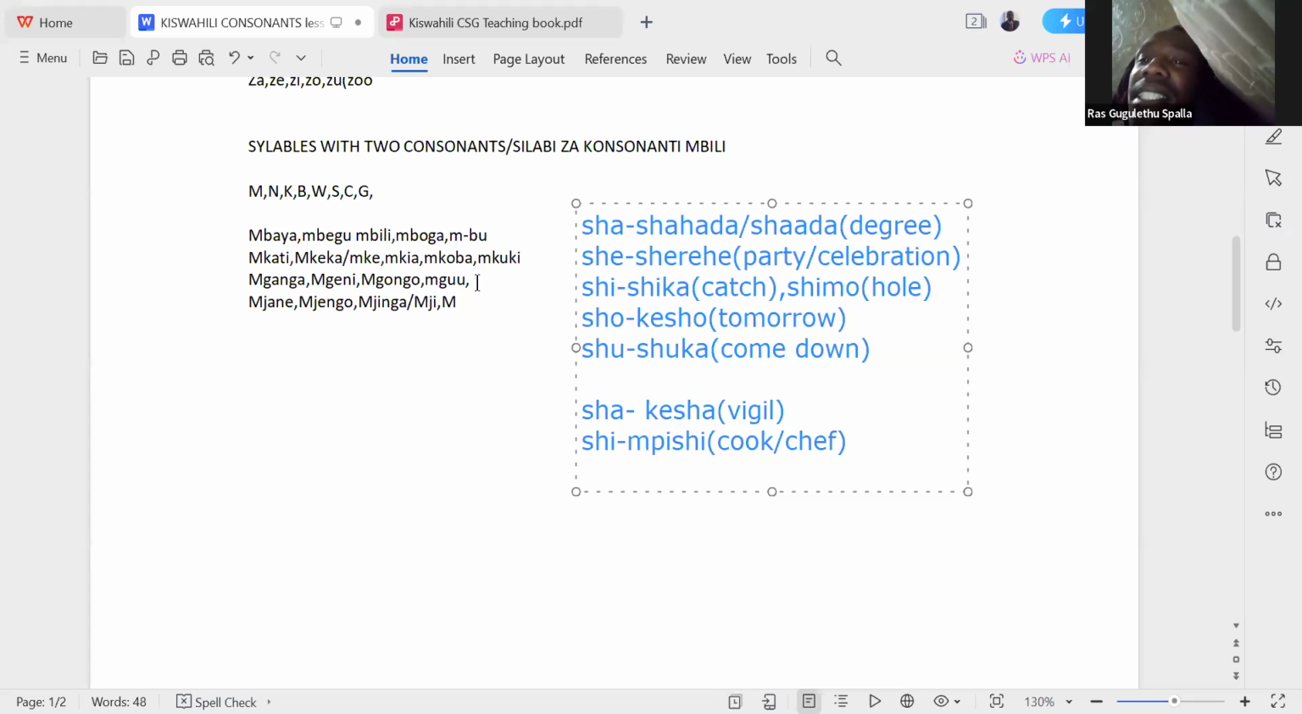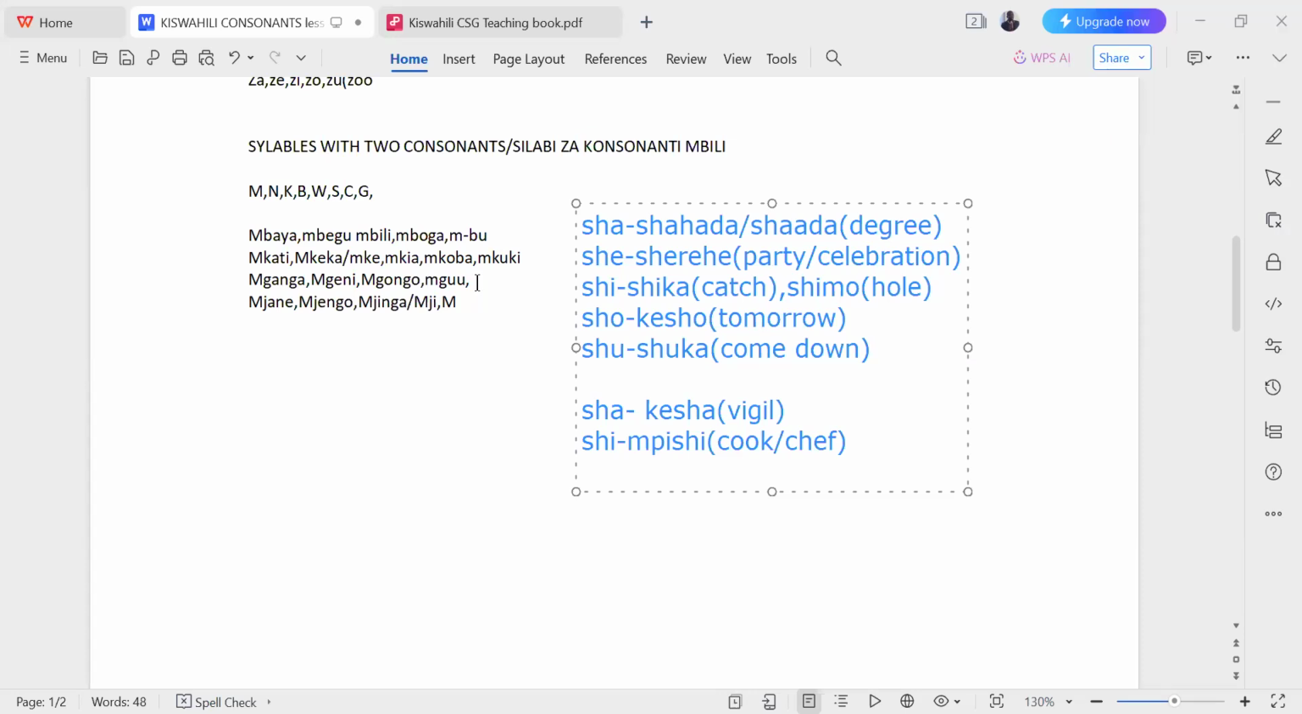It's sha, she, sho, shu. Then we have shahada. We have sherehe, and then we have shika. Then we have shimo, and then we have kesho, and then we have shuka, and then we have kesha, and then we have mpishi. Perfect. Let's go to Brother Coco.